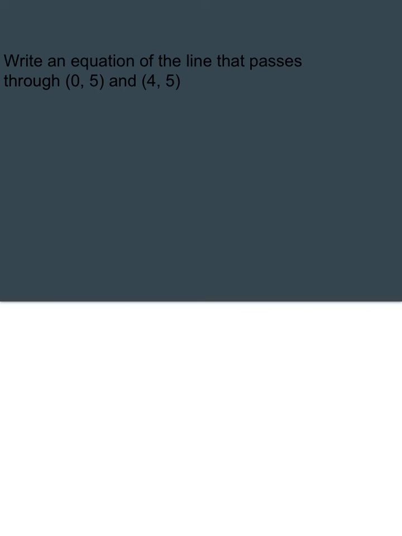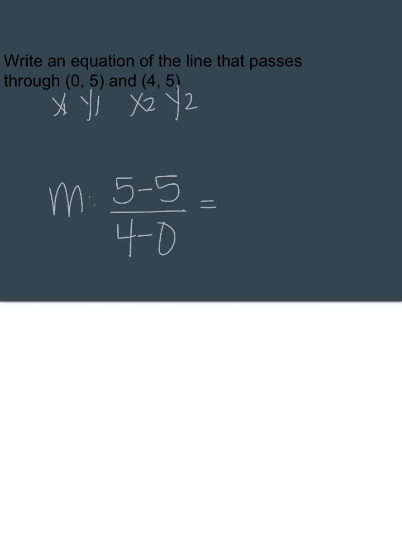Let's try one more like that, where it says write an equation of the line that passes through (0, 5) and (4, 5). So again, I need to start off by finding slope. I'm going to label x1, y1, x2, y2, and plug this into the formula to find my slope. 5 minus 5 over 4 minus 0. So I get 0 over 4, which equals 0.